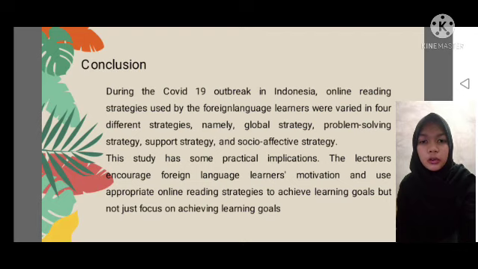Okay, now we will enter the conclusion. So, during the COVID-19 outbreak in Indonesia, online reading strategies used by foreign language learners varied in 4 different strategies. There are global strategy, problem-solving strategy, support strategy, and socio-effective strategy. The study has some practical implications. The lecturers encourage foreign language learners' motivation and use appropriate online reading strategies to achieve learning goals, but not just focus on achieving learning goals.